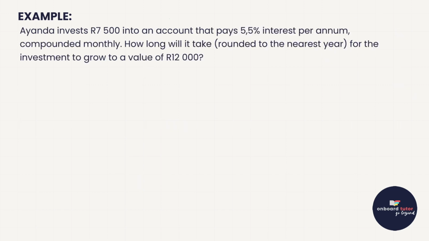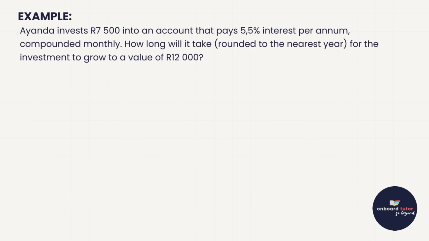Okay, here's an example that is going to show us exactly why we love working with logs, because they are so practical. We've got a financial question. Everybody has to deal with money in life, so this is very relevant. Ayanda invests, good job Ayanda, 7,500 Rand into an account that pays 5.5% interest per annum. This is compounded monthly. So we're going back to our compound interest here. We're going to have to refresh our memory there. How long will it take, rounded to the nearest year, for the investment to grow to a value of 12,000 Rand?